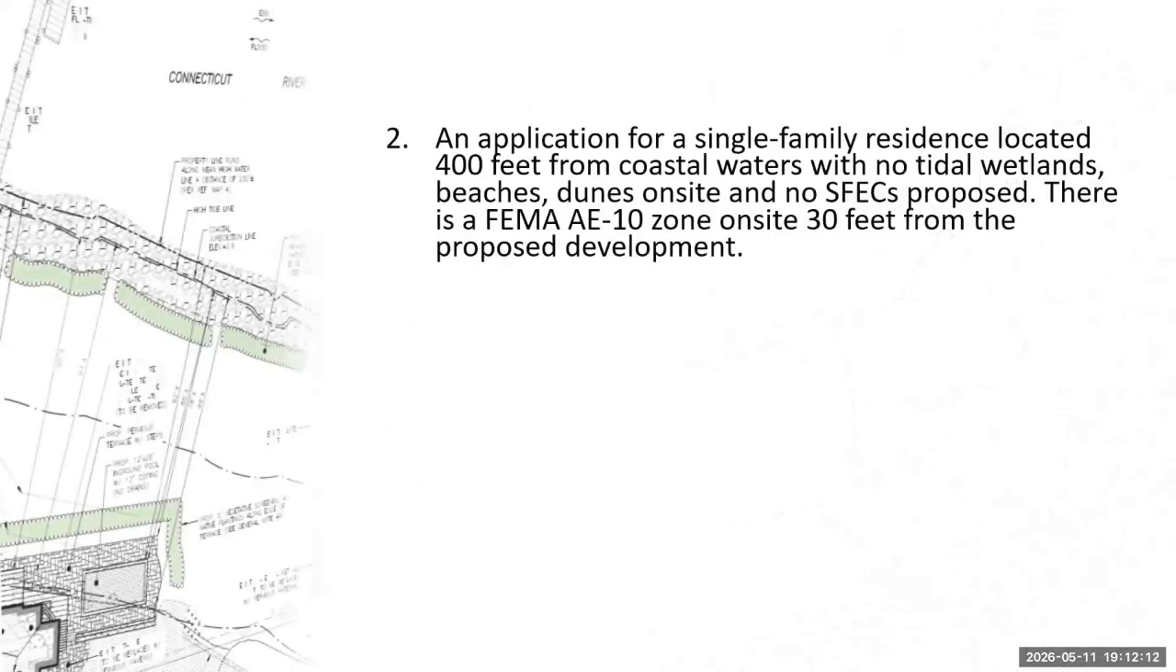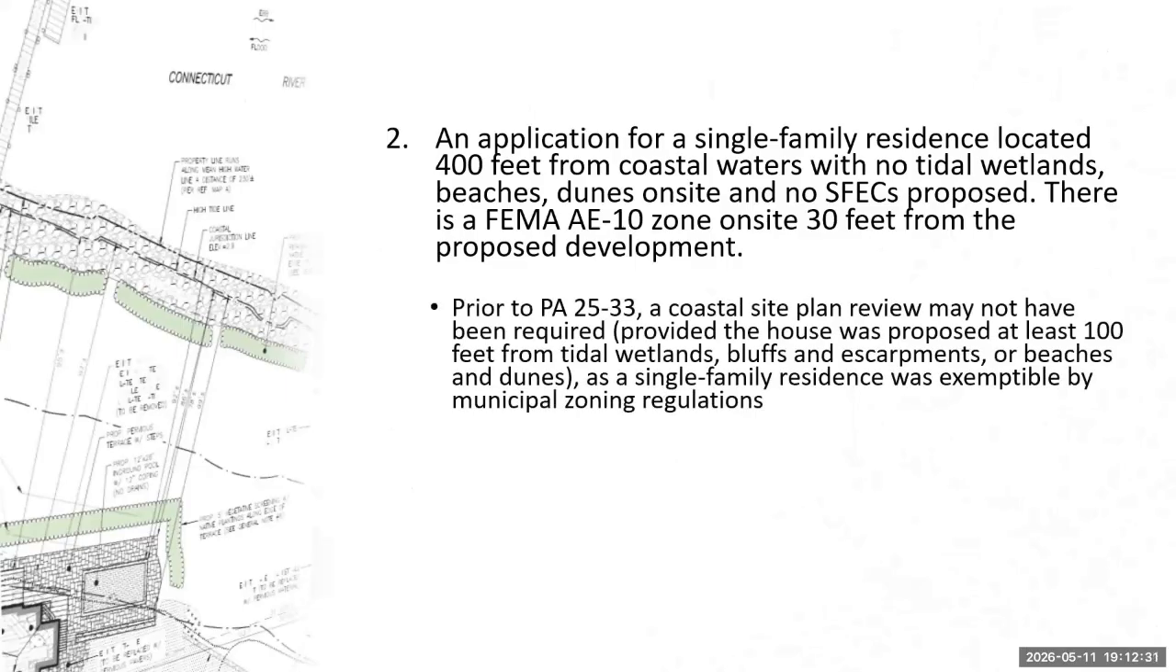Second, we'll go into a single-family residence that is located 400 feet from coastal waters. There are no tidal wetlands, beaches, or dunes on site, and no shoreline flood and erosion control structures. There is a FEMA AE 10 zone on site. It's 30 feet from the proposed development. So prior to the Public Act's passage, the coastal site plan review may not have been required, as the single-family residence exemption was in place. And this is over 100 feet from any sensitive resources.